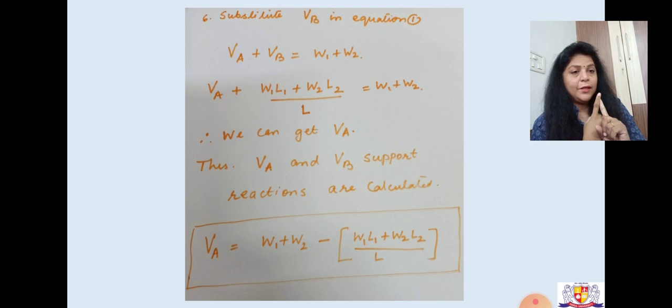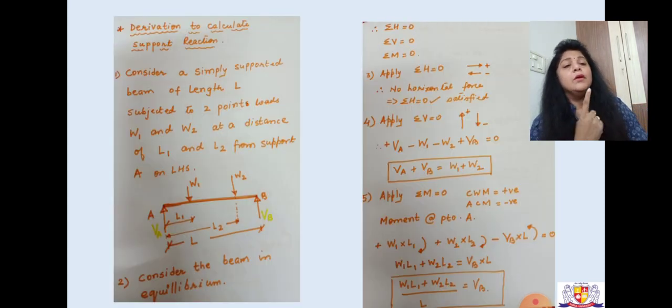I'll speak in Hindi now. स्टेप नंबर 1 है, आपको क्या करना है? फ्री बॉडी डायग्राम ड्रॉ करना है. स्टेप नंबर 2, कंडीशंस ऑफ इक्विलिब्रियम आपको अप्लाई करनी है. कौन सी कंडीशंस हैं इक्विलिब्रियम की? सिग्मा एच इज इक्वल टू 0, सिग्मा वी इज इक्वल टू 0 एंड सिग्मा मोमेंट इज इक्वल टू 0.